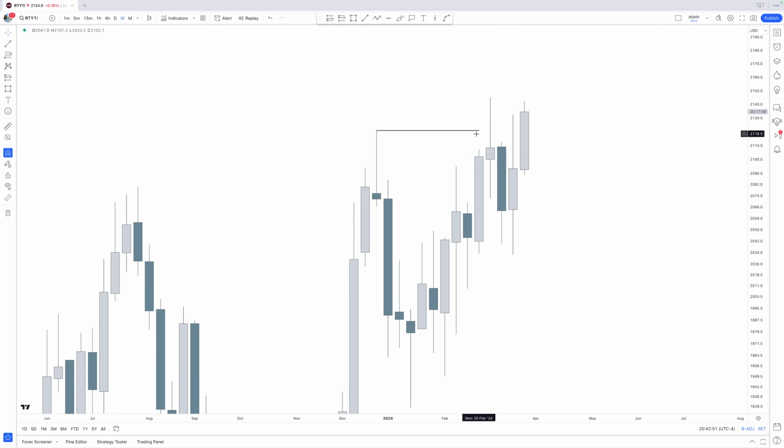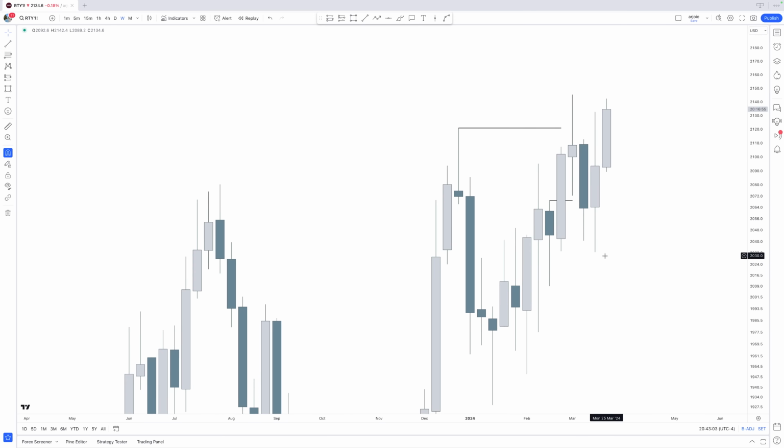So back to Russell, we see right there, we are now having a potential sweep of that swing high right there, but nothing confirmed just yet, because if we still want to continue higher, we also have this order block, that resistance going against us right there.